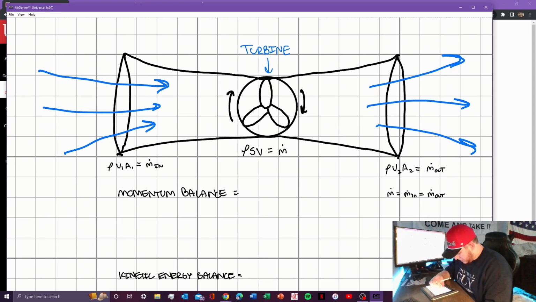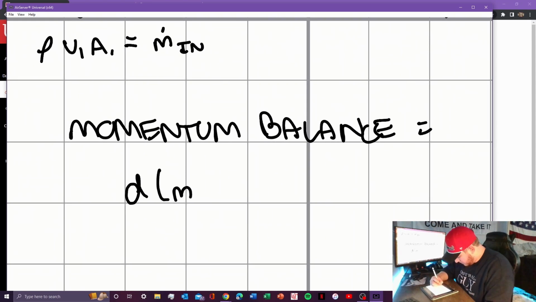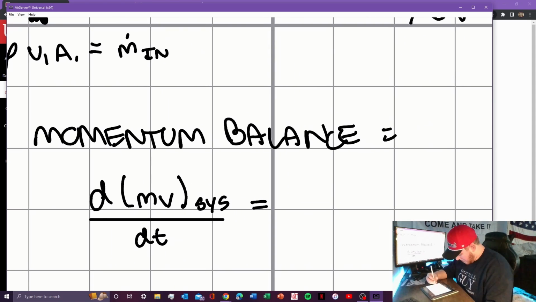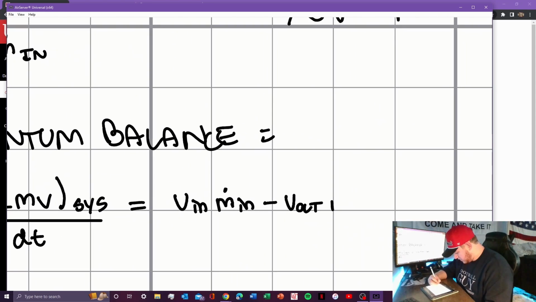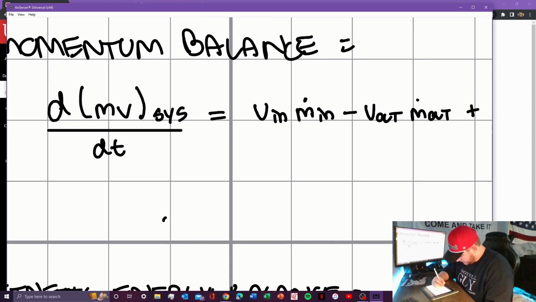So let's look at our momentum balance. The derivative of the momentum, the velocity of the system, with respect to time is going to be equal to velocity going in times the mass flow rate going in minus velocity going out times the mass flow rate going out plus the force.